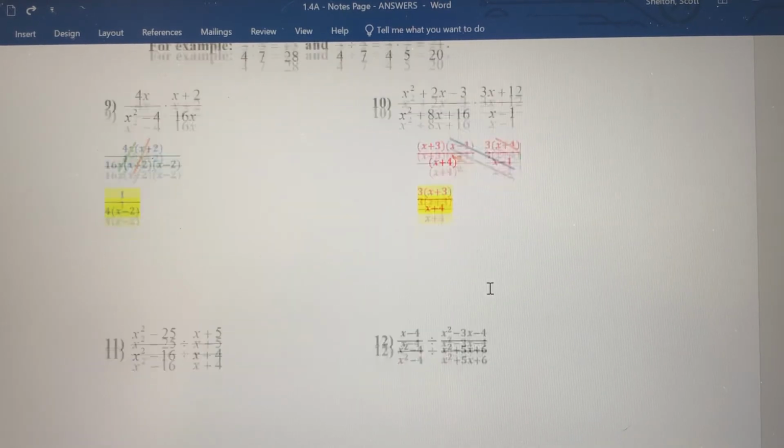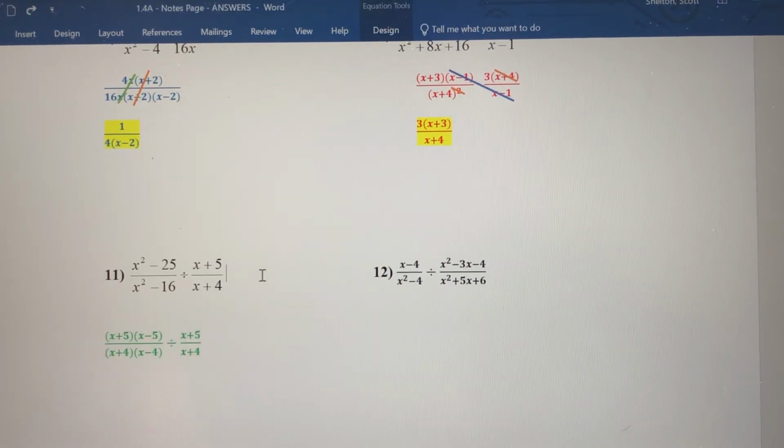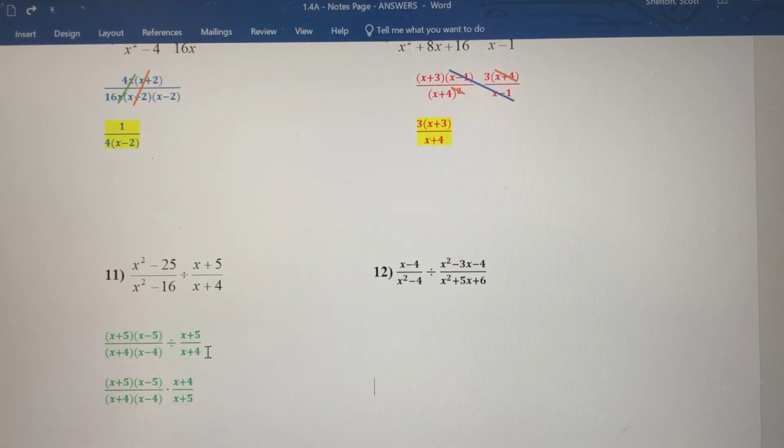Okay? Dividing fractions. Same thing. We're going to factor. Get x plus 5, x minus 5 with the numerator. I get x plus 4, x minus 4. Okay? And I can't factor any of these, so that stays the same. Now, this stays the same. I'm going to change division to multiplication, and I'm going to take the reciprocal of this rational expression. So I'm going to rewrite that as a multiplication problem. Notice, this part didn't change. Division becomes multiplication, and we take the reciprocal. So it becomes x plus 4 over x plus 5.